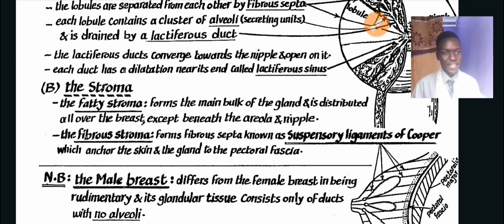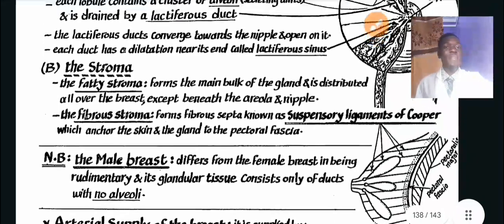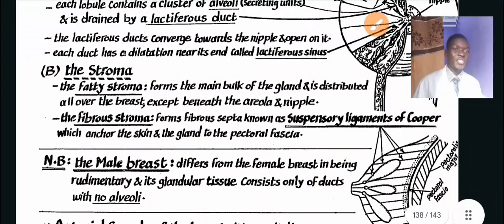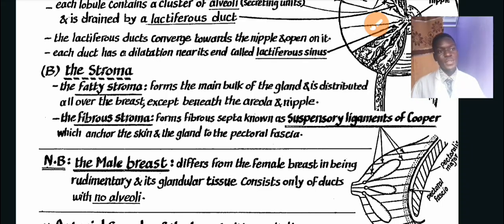Now we have the male breast. The male breast differs from the female in that the male breast is rudimentary and its glandular tissue consists of ducts with no alveoli. Yes, the male breasts are rudimentary, and the glandular tissue is just made up of ducts with no alveoli.